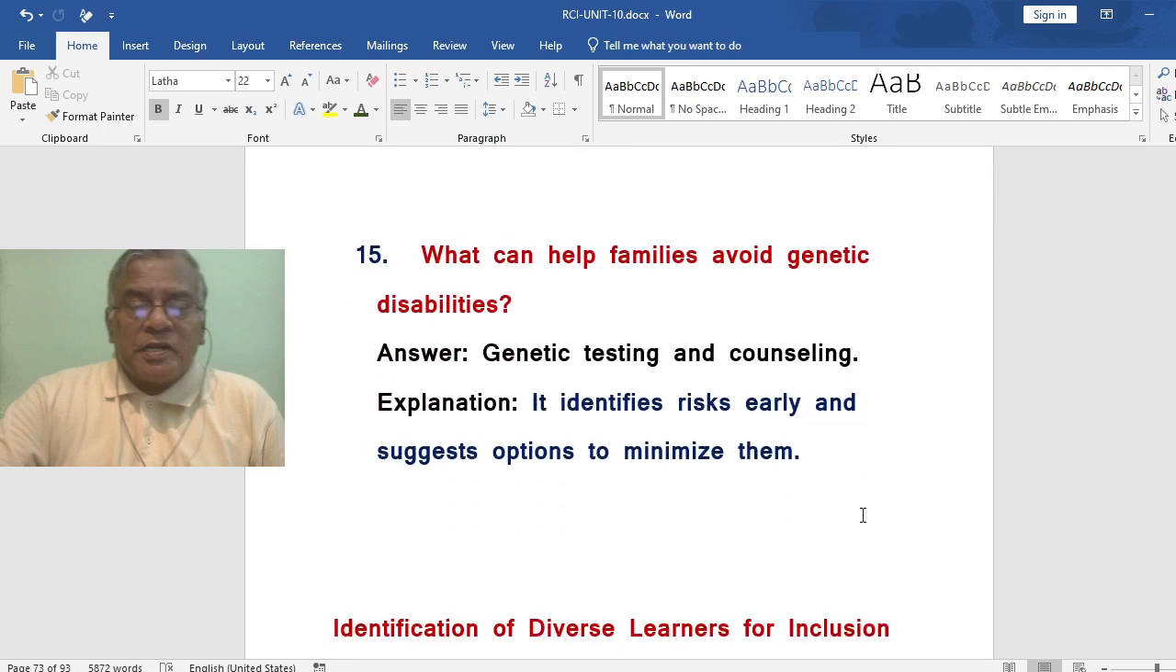What can help families avoid genetic disabilities? That is genetic testing and counseling. That will help avoid genetic disabilities. Genetic testing and counseling identifies risks or problems early and suggests options to minimize them.